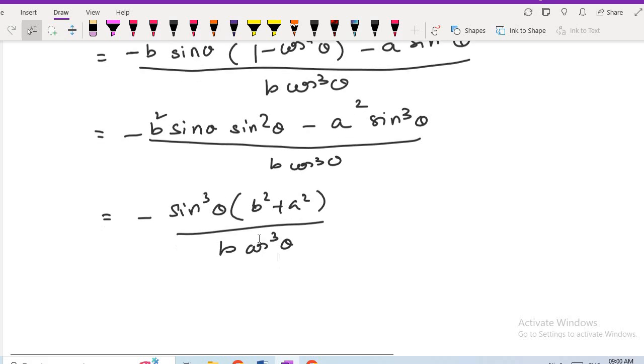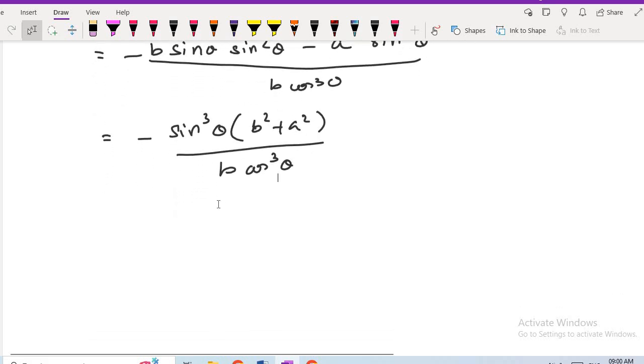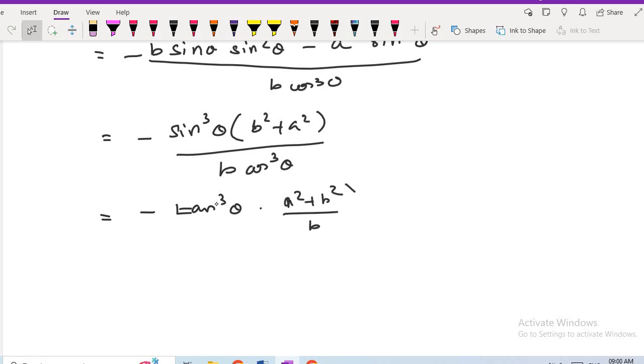So already we know very well, we need only the parameter term this side. So sin cube by cos cube we are getting minus tan cube theta. Rest of the term we are getting a square plus b square divided by b. So we are getting this one. This is our y bar.